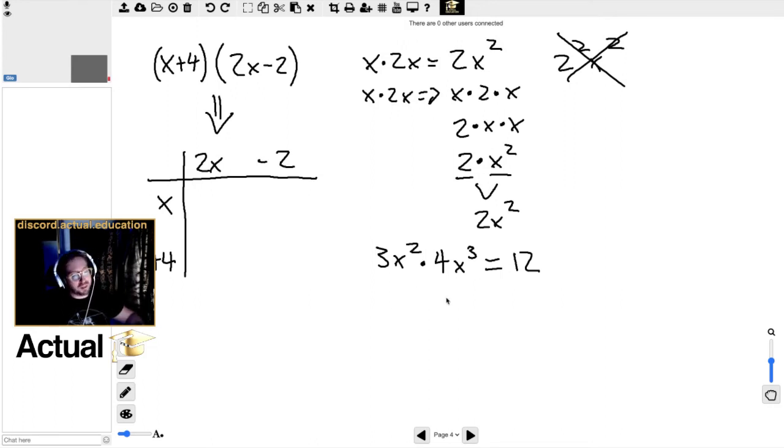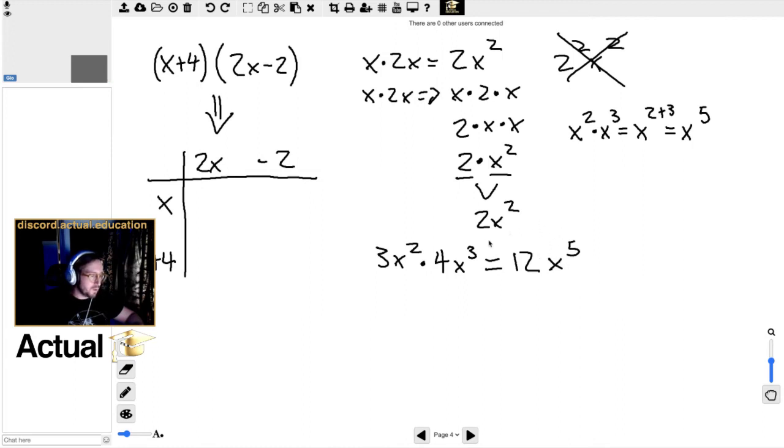If you have x squared times x to the third, this is equal to x to the 2 plus 3, which is x to the 5th. Have you seen that before? It's okay if you forget, it's just a little refresher. Anytime you have exponents multiplying together, you add the exponents. So this ends up being 12x to the 5th. I always do little side lessons when I see something you might have forgotten.